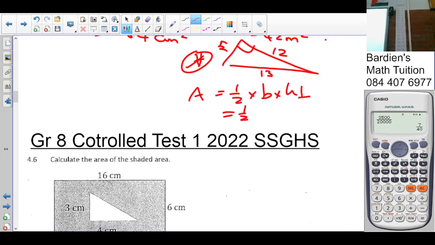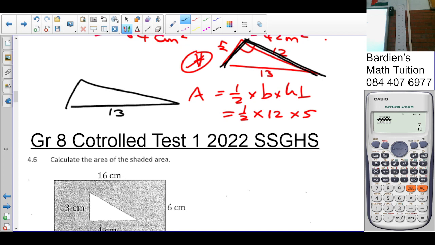So it will be half times 12, yes, times 5. You all agree with 5 and not 13. Why? Because if that is your base, there is your perpendicular. If that is your base, that's your perpendicular. If, however, the 13 was your base, then that would be your perpendicular.